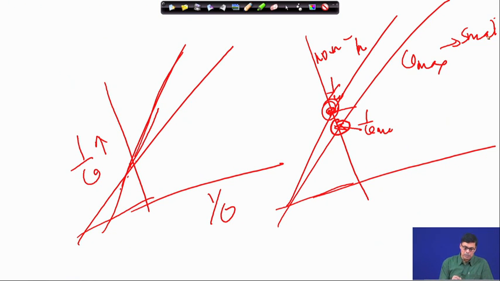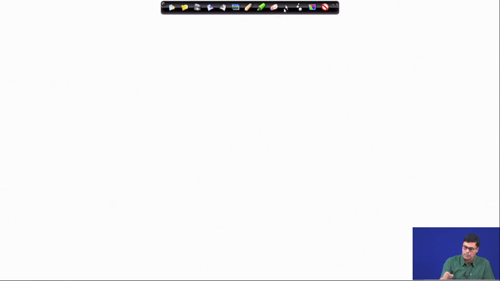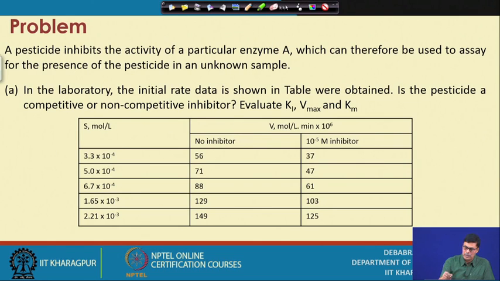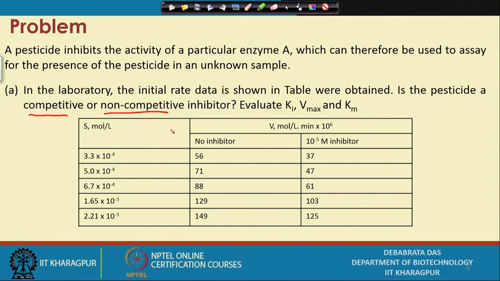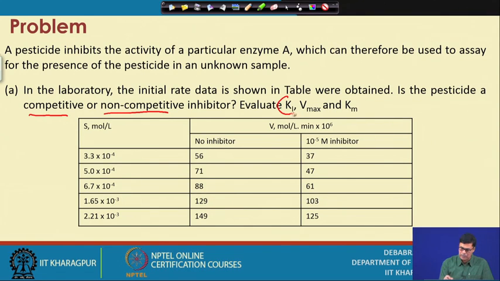This is exactly what we shall have to do in this problem: find out the nature of the slope, and from it determine whether it is competitive or non-competitive inhibition. We know the rate equation for competitive inhibition, and we know the rate equation for non-competitive inhibition. If we use that rate equation, then we can find out the values of Ki, Vmax and Km. These values we can easily calculate.